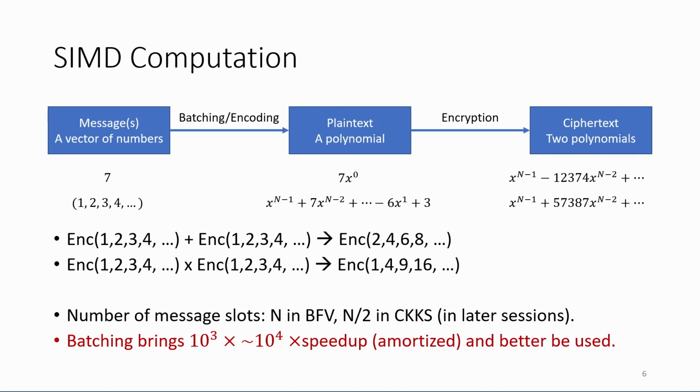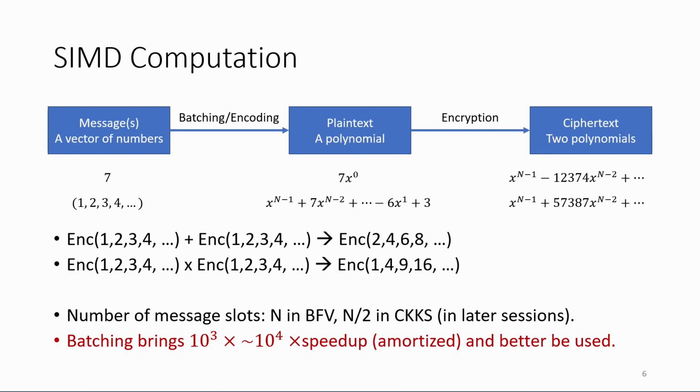When you have a message, for example, the message is a vector of values, 1, 2, 3, 4, a lot of them, there's one encoding happening here that gives you a plaintext. Remember, the plaintext is a polynomial. For example, the encoding of 1, 2, 3, 4 can look like this. It's a polynomial. This is your plaintext. I need you to remember what is message, what is plaintext, and what is ciphertext. Ciphertext is the output of the encryption.